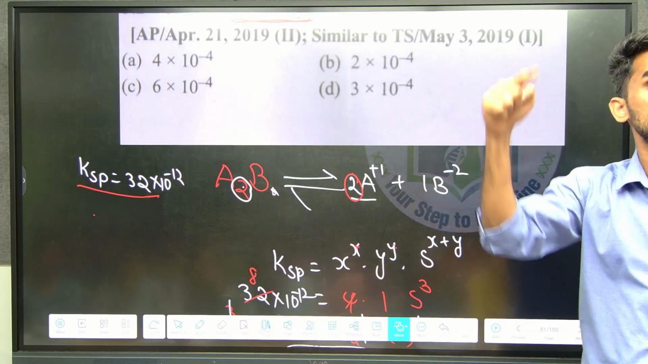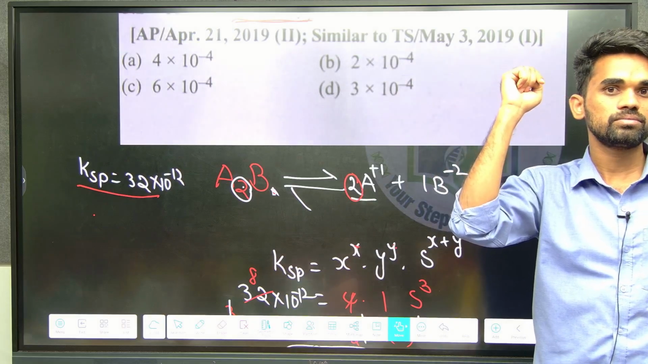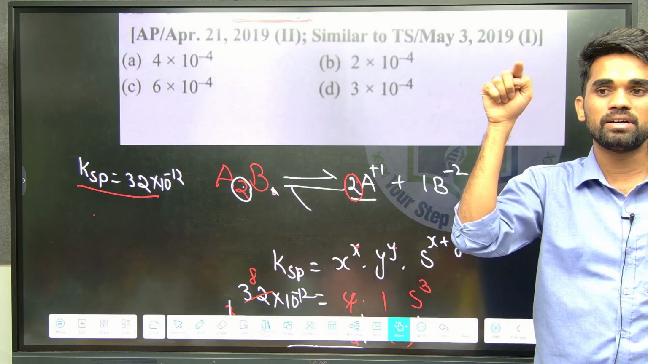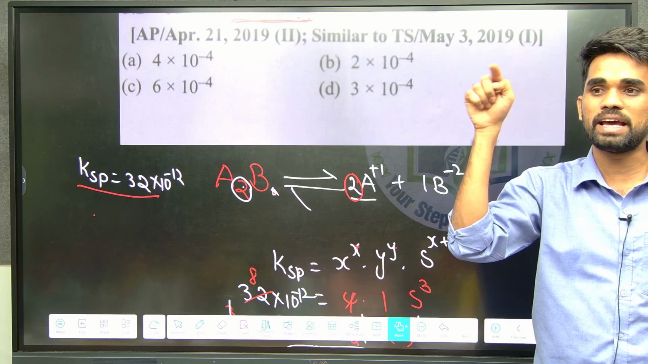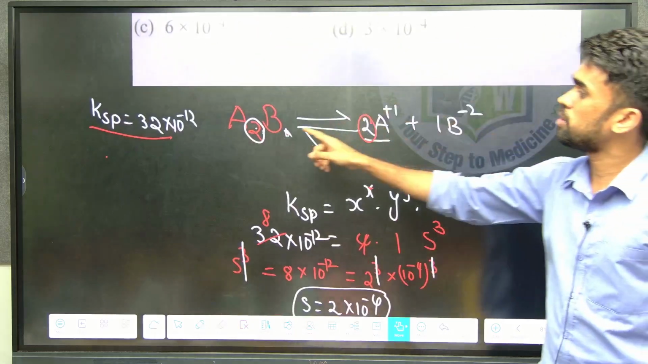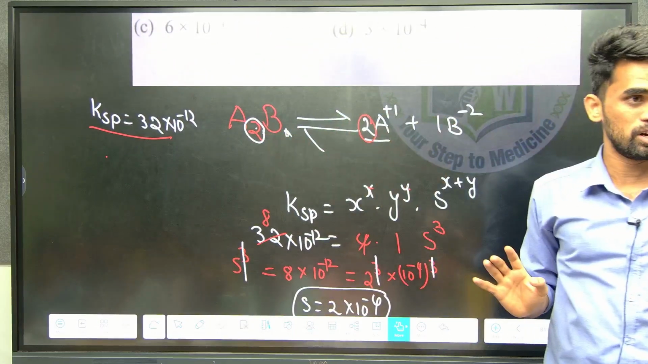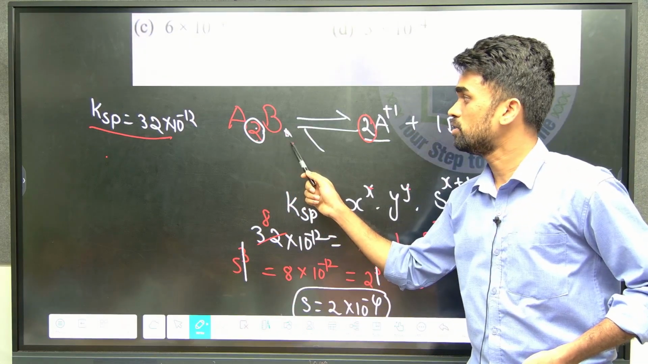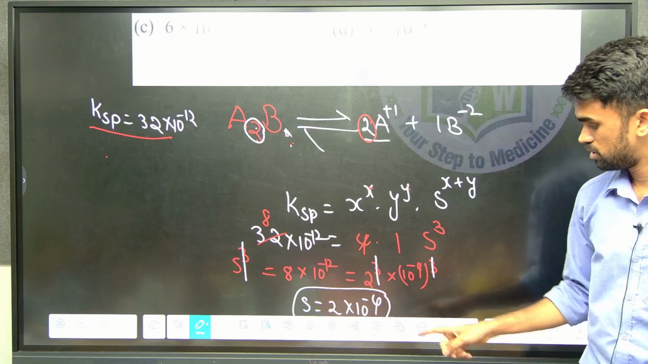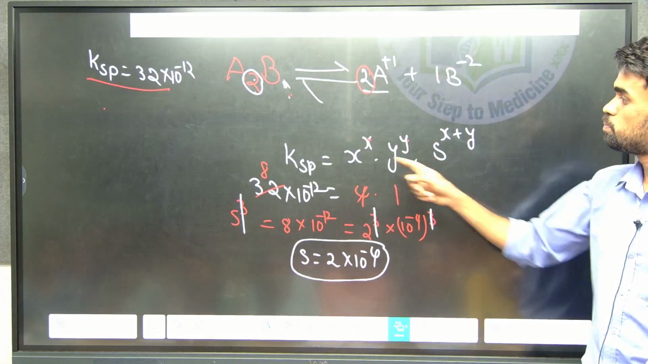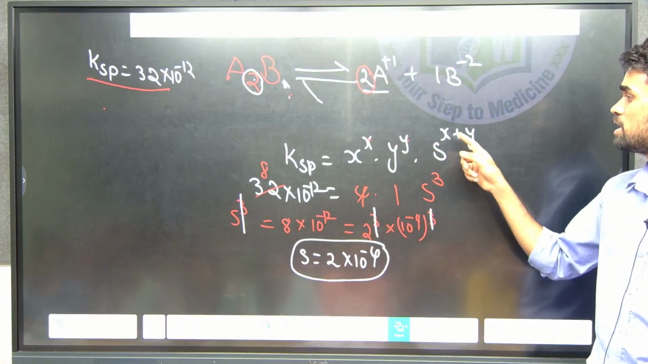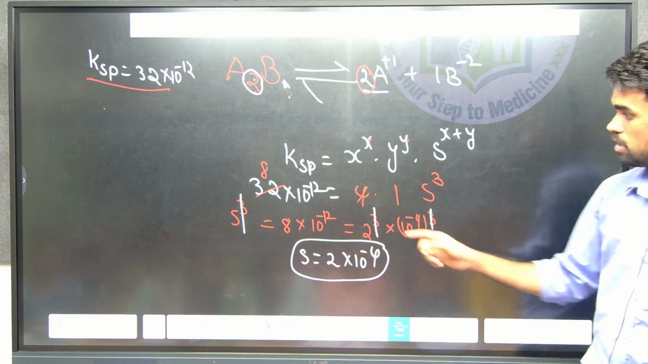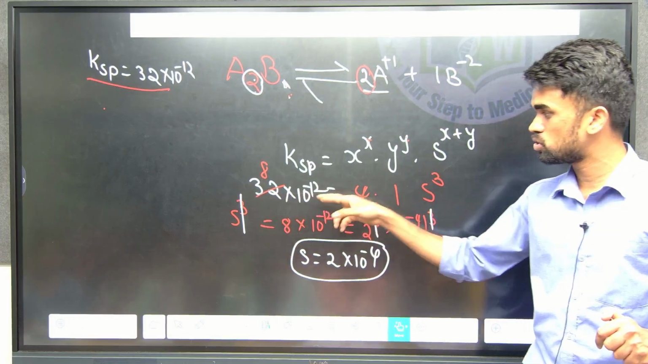Now, what is the generalized formula? KSP equals S power x, power y, into S power x plus y. Okay, now we have to see what the x and y values are here. What is the x value here? Put the y value here. 2 power 2, 1 power 1, S power 2 plus 1. So 4s cube. That's it. So we can write it as 4s cube.